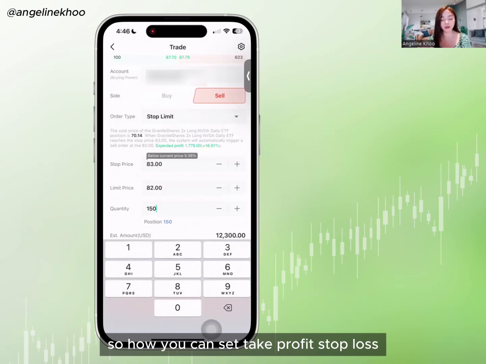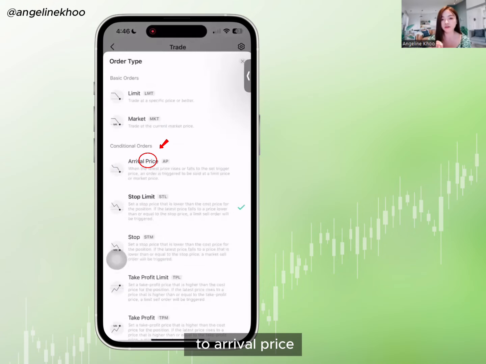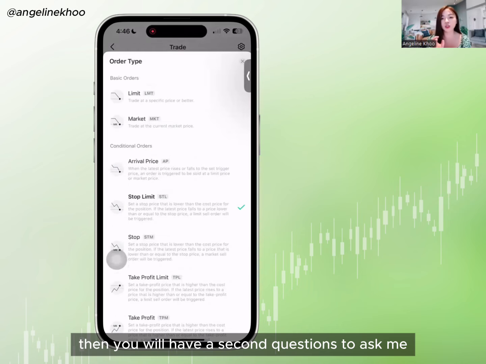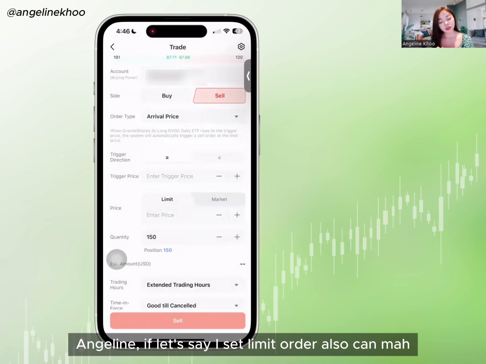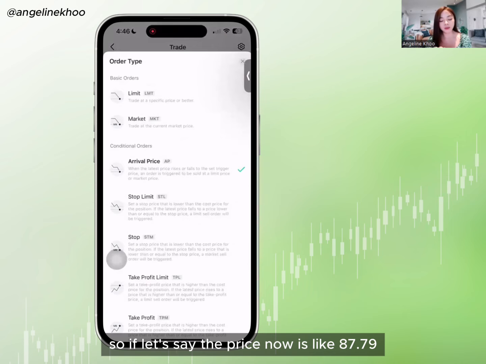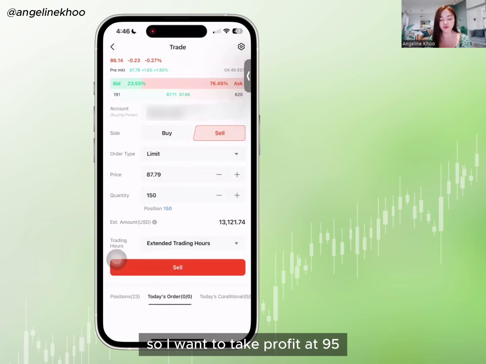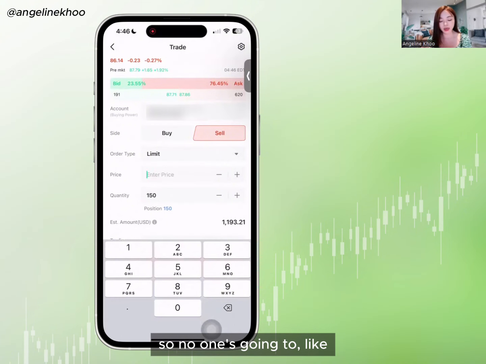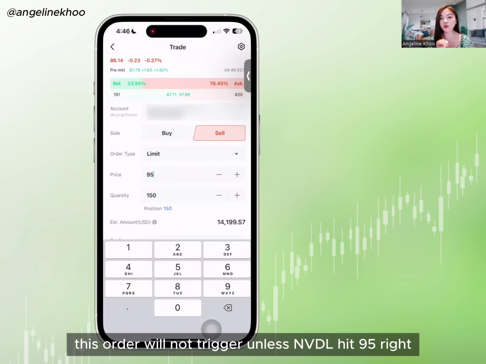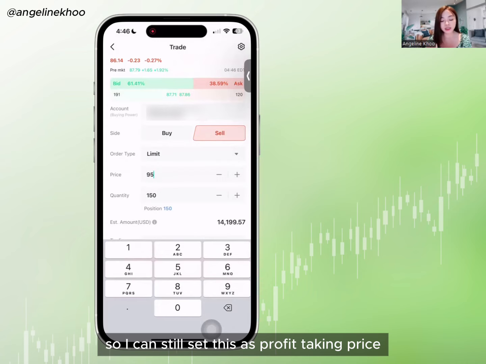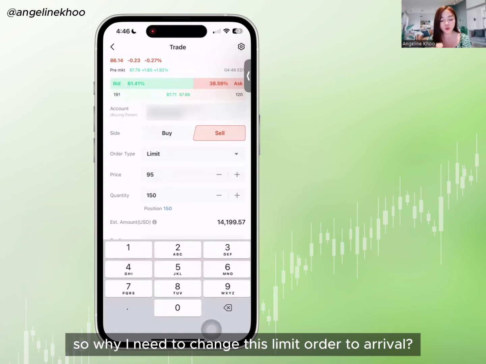So how can you set take profit and stop loss? You just need to change this stop limit order to arrival price. Then you will have a second question to ask me: Hey Angeline, if I set a limit order, can also? Say the price now is 87.79 and I want to take profit at 95. This order will not trigger unless NVDL hits 95, so I can still set this as the profit taking price. So why do I need to change this limit order to arrival?